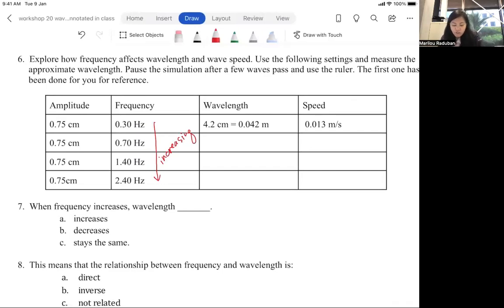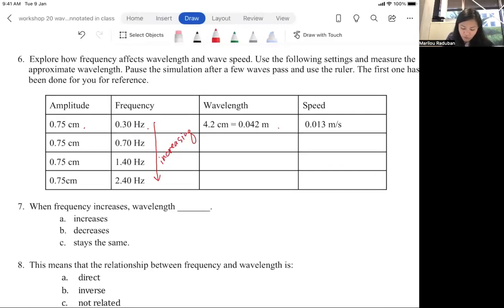So you can change the frequency in the simulation. The first one was done for you, so you can check whether the settings are correct for your amplitude and frequency. If you have these set correctly, then you should get this. The measurement of the wavelength, because you're using the ruler, will have a little bit of uncertainty, but it should be close to 4.2 centimeters.